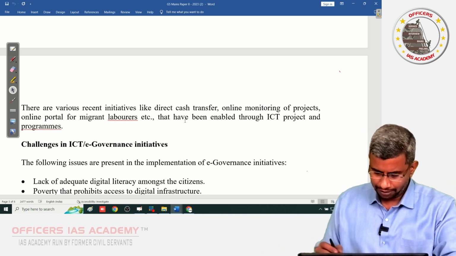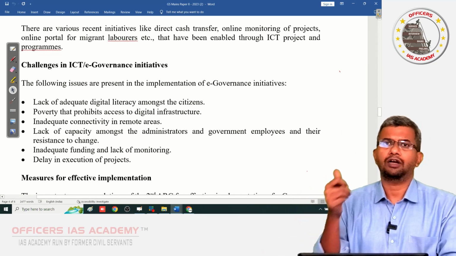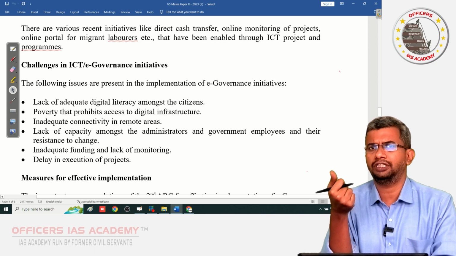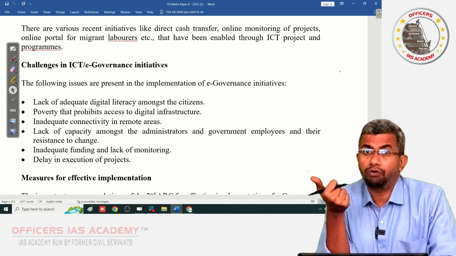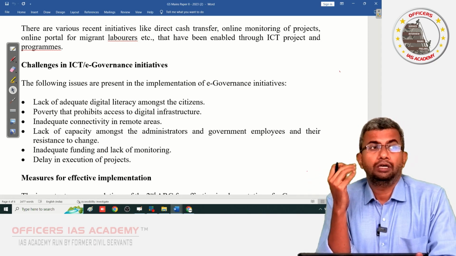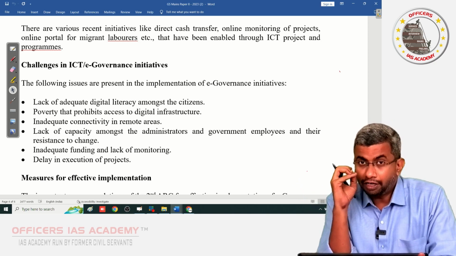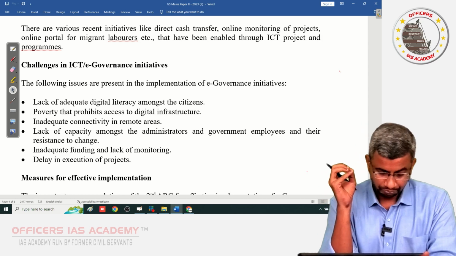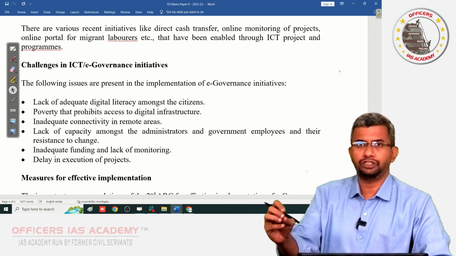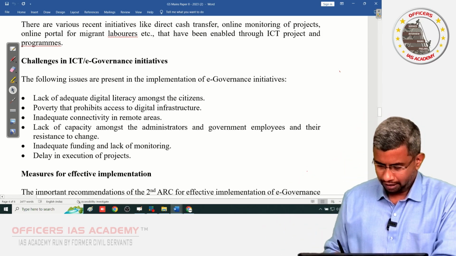But what are the challenges? Standard challenges: lack of adequate digital literacy, lack of support from the political leadership, no timeline for completion of projects, lack of adequate funding for such projects, delay in execution. All these are standard issues.